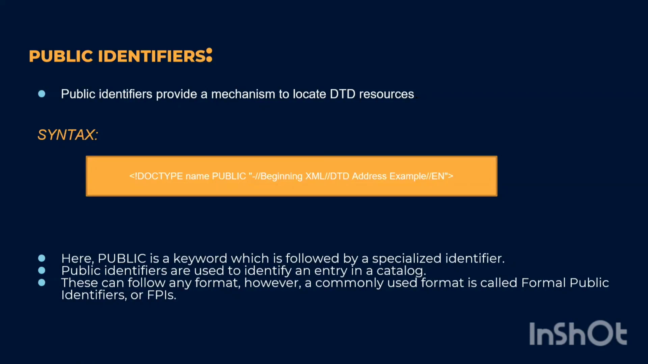Public identifiers are used to identify an entry in a catalog. And we can use any format here, but the most commonly used format is the formal public identifier, which is known as FPI. And next we will see the XML introduction and syntax further.